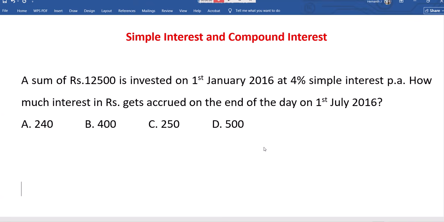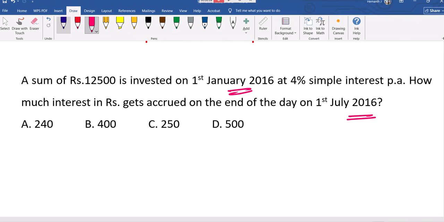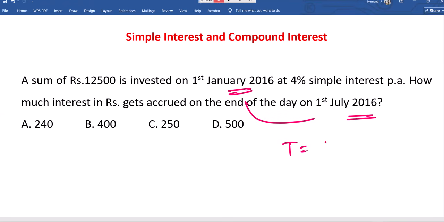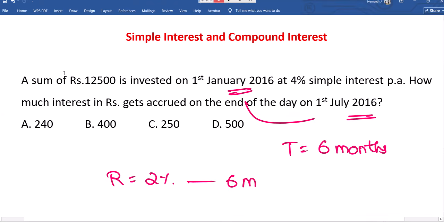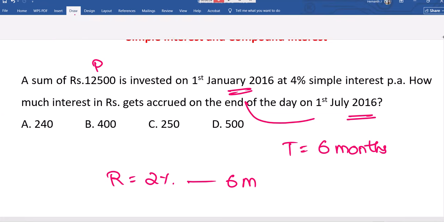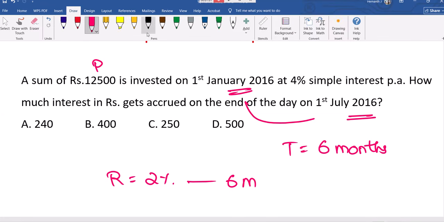Now the question is, what is the interest you got on 1st July 2016? Means how many months completed? 6 months. Rate of interest is 4% per year. For 6 months, rate of interest is now 2%. Interest is calculated on what? Principal. Here principal is 12,500. 2% of that is the answer.